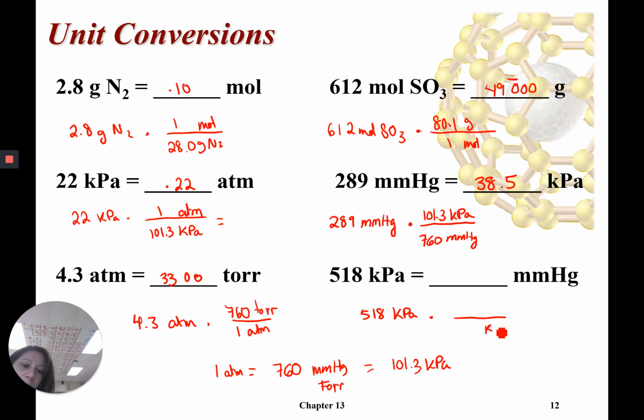And the last one, 518 kPa. Put kPa on the bottom, millimeters of mercury on top. 101.3 kPa is equivalent to 760 millimeters of mercury. So we get 3,890 millimeters of mercury.